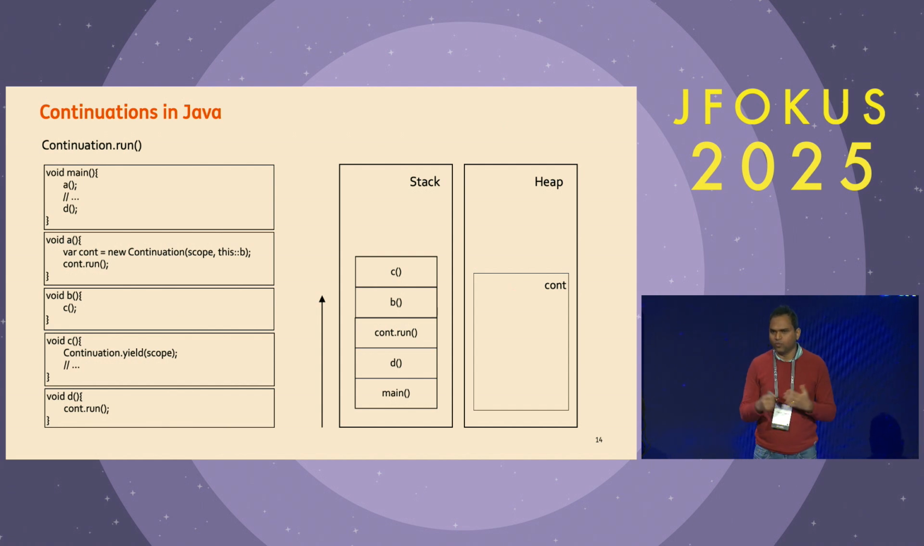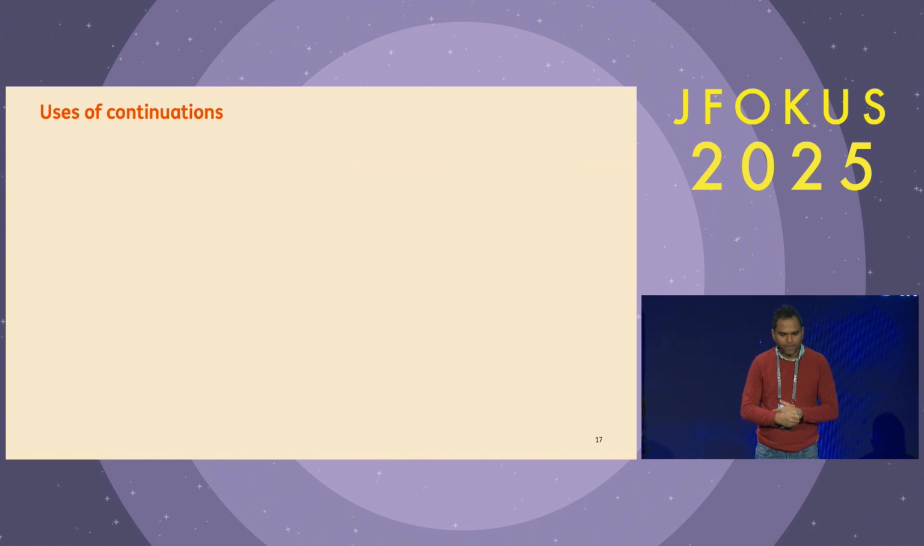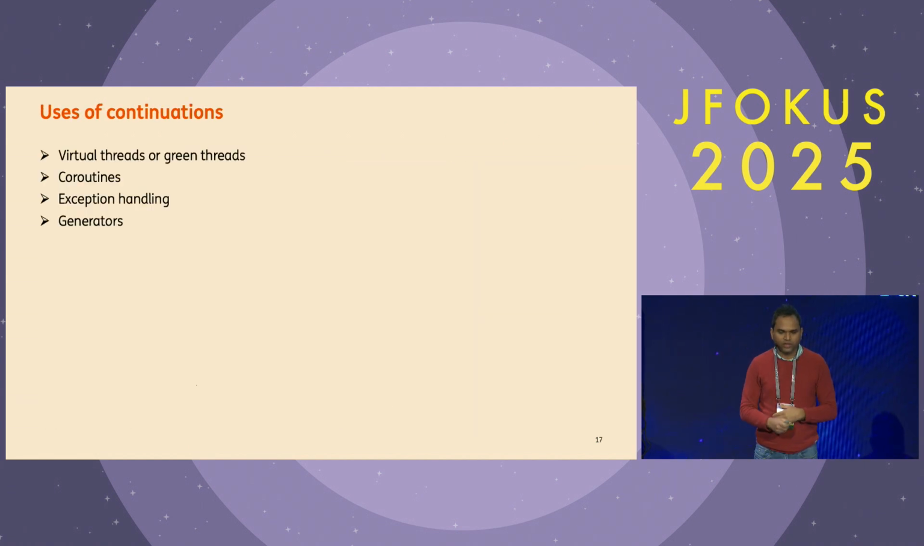OK, so this control transfer is a bit wacky. What is it good for? What are the uses of this? Well, there are many uses, including these four things. So you can implement virtual threads using continuations, but you can also have your own version of coroutines or exception handling or generators. Now, in this talk, we're actually going to explore two of these uses, starting with generators. So we'll see how we can implement generators using continuations. And then in the third part of the talk, we'll also see how we can implement virtual threads using continuations.